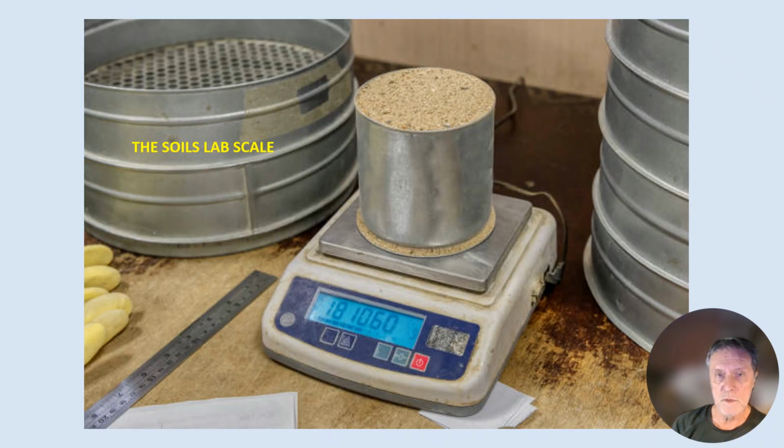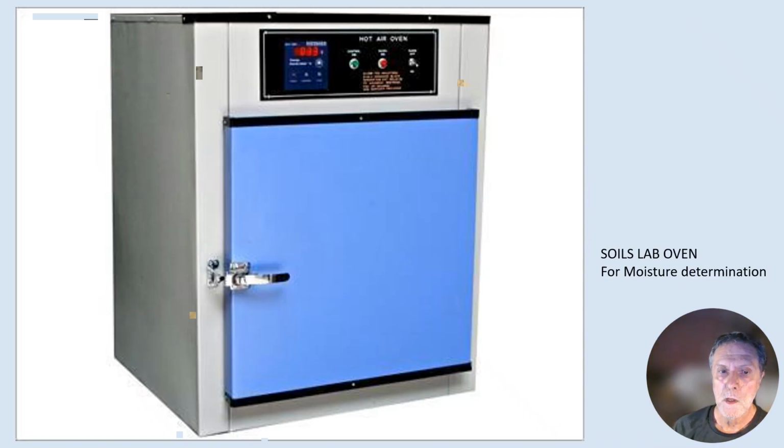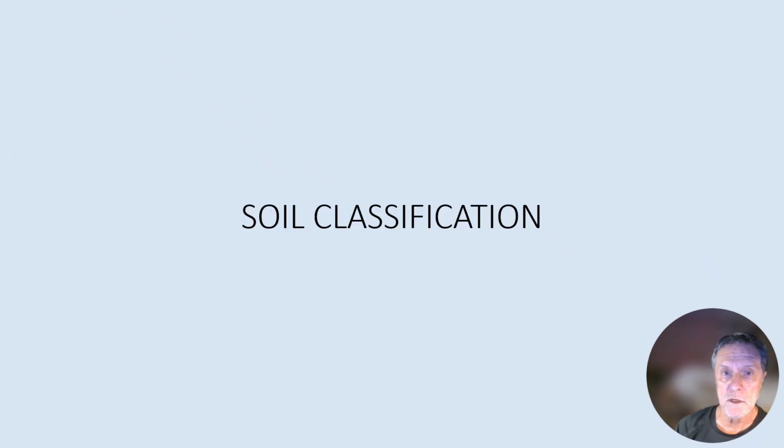So you're inside the lab. You got your soil samples. One of the vital pieces of equipment you must have in your lab is a scale to weigh stuff. Obviously, you cannot get a moisture or a density of soil without weighing it. Here's the laboratory oven. You put samples in the oven to get their moisture content. Another indispensable piece.